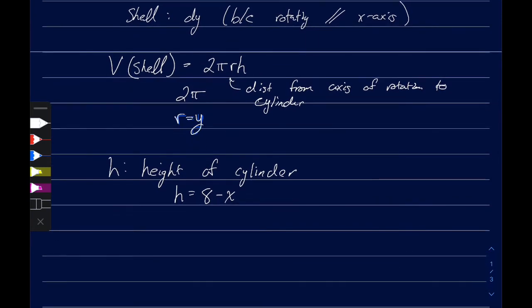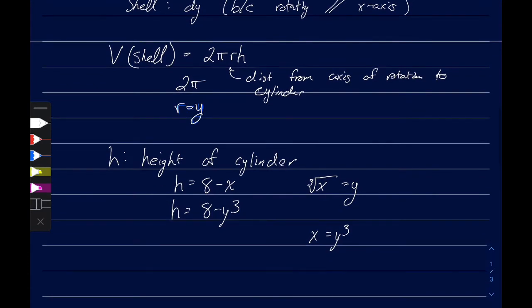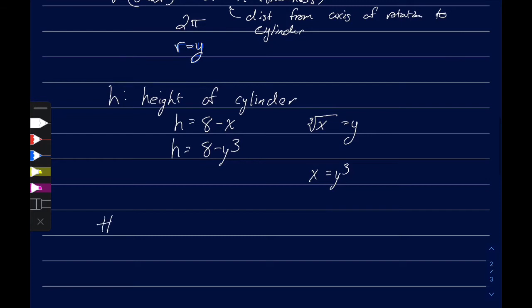But now we don't have things in terms of y, we have things in terms of x. So we know that the cube root of x is equal to y. But we're integrating in terms of y, so we need x as a function of y. So that tells us, by cubing both sides, x is equal to y cubed. So h is 8 minus y cubed. So let's plug all this in, and remember the volume is 2 pi rh times the thickness. And our thickness in this case is going to be dy.